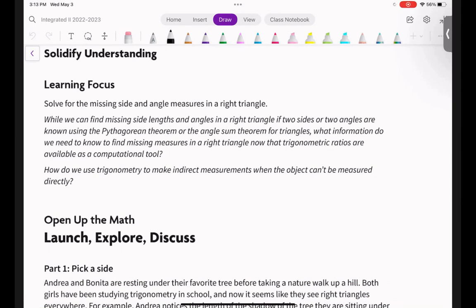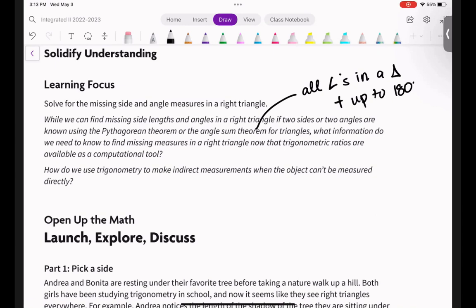We can find the missing side lengths and angles in a right triangle if two sides or two angles are known using the Pythagorean theorem, which is leg squared plus leg squared equals hypotenuse squared, or the angle sum theorem, which is, remember that in a triangle, all angles will add up to 180 degrees. All angles in a triangle add up to 180, right?